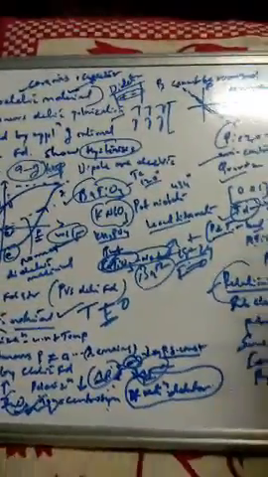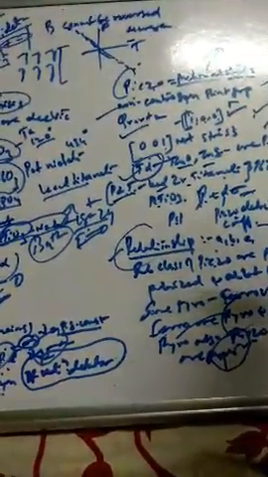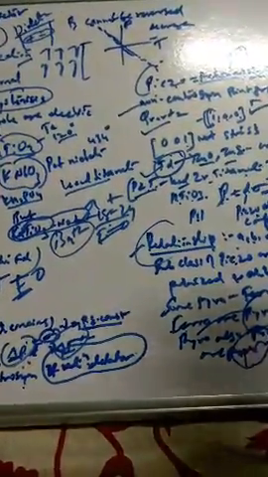Here we complete the different types of materials. In the next class we'll go for the next topic, superconductivity, of unit 4. Thank you.